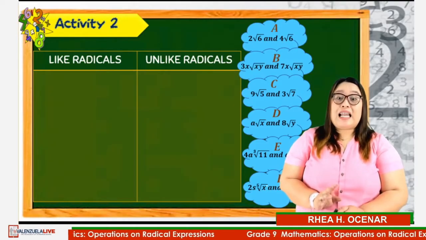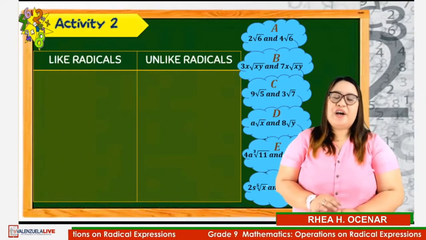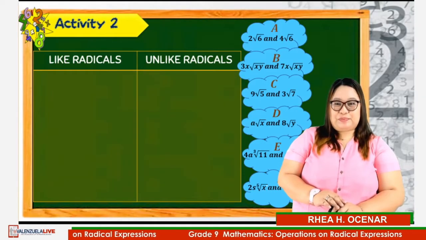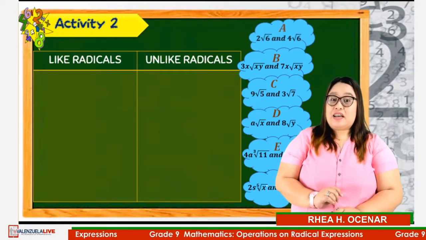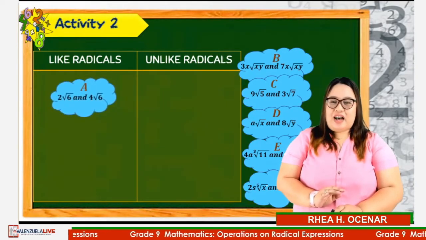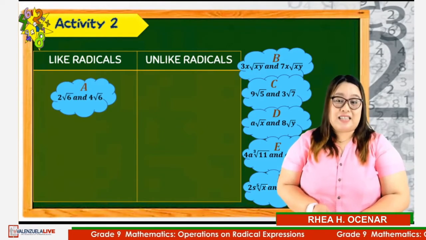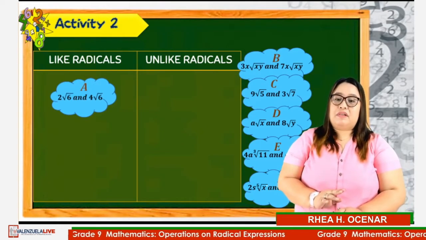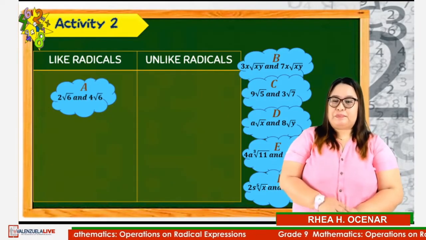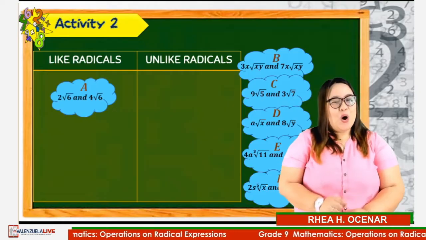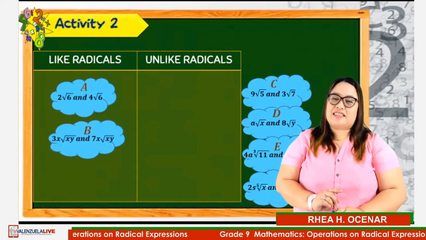Where do you think cloud A belongs? Like or unlike radicals? Very good. The correct answer is like radicals because both the radicals and the indices are the same. How about cloud B? Awesome! It is like radicals.